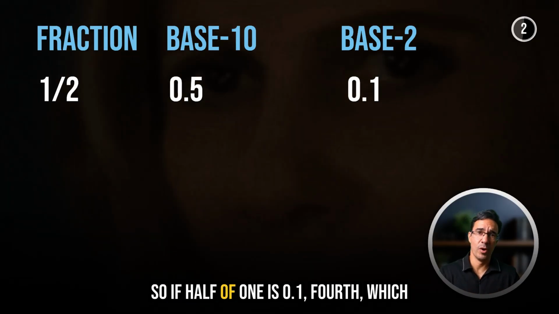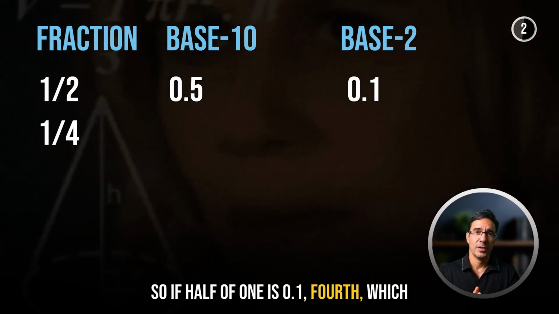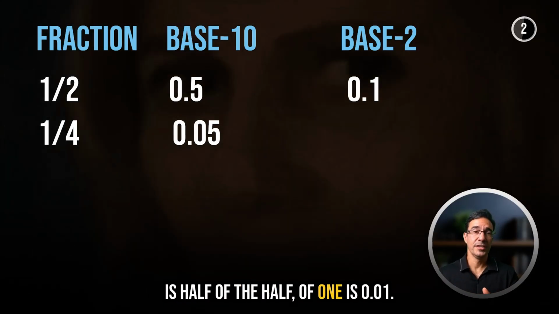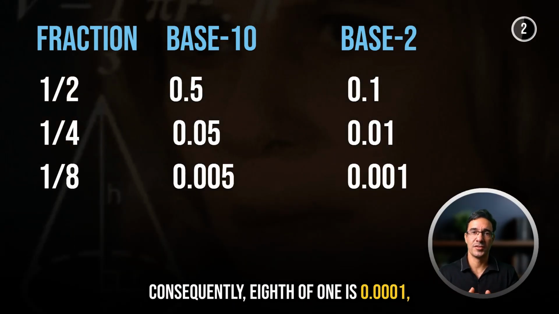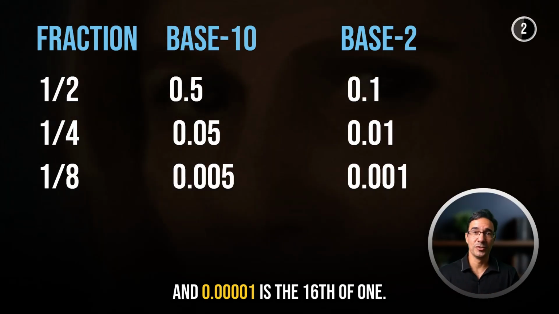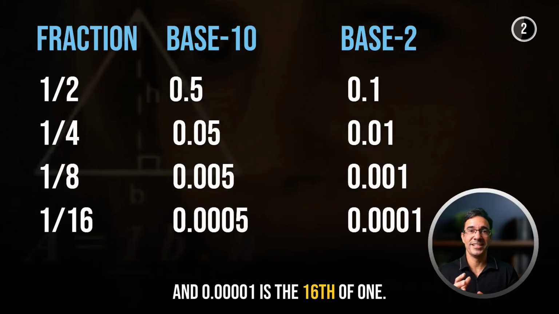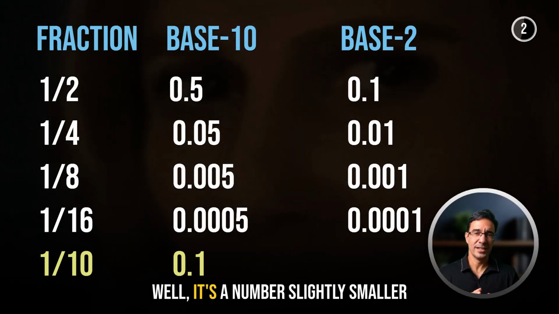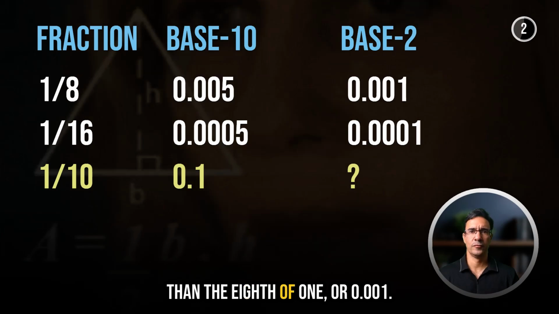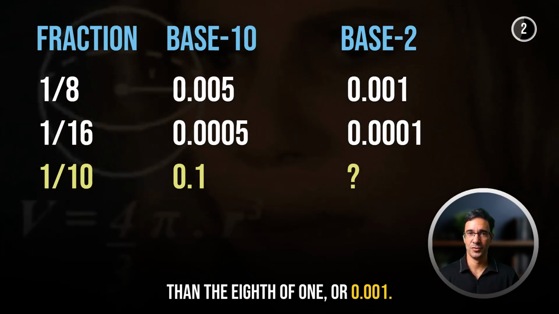So if half of 1 is 0.1, a fourth, which is half of a half, is 0.01. Consequently, an eighth of 1 is 0.001, and 0.0001 is the 16th of 1. But what about the 10th of 1? Well, it's a number slightly smaller than an eighth of 1, or 0.001.